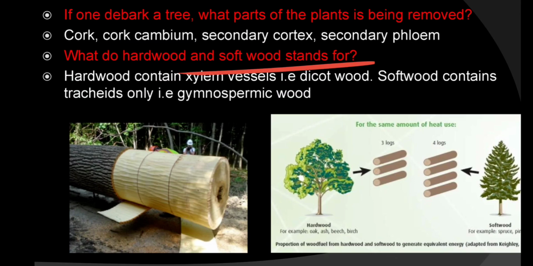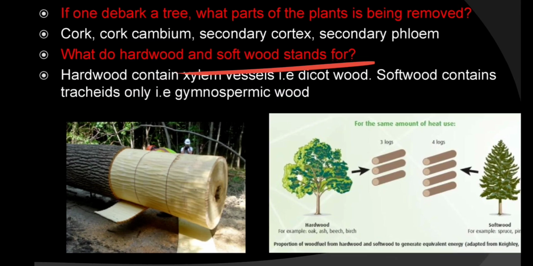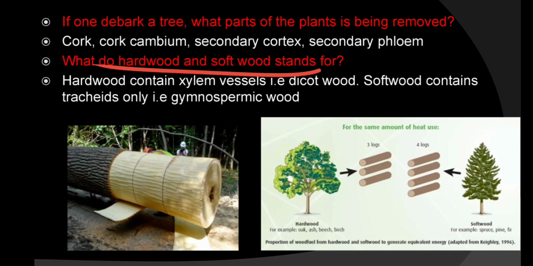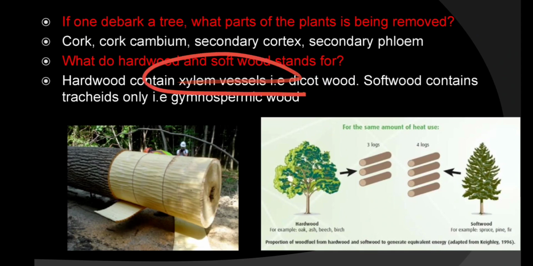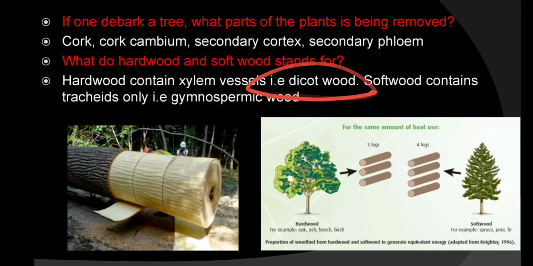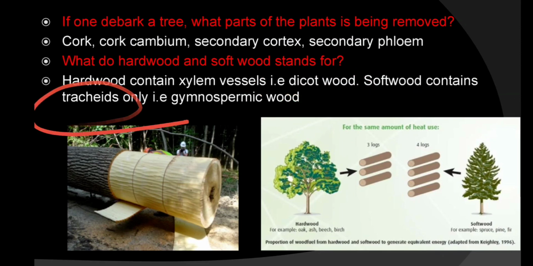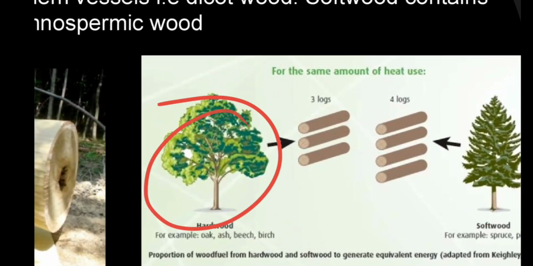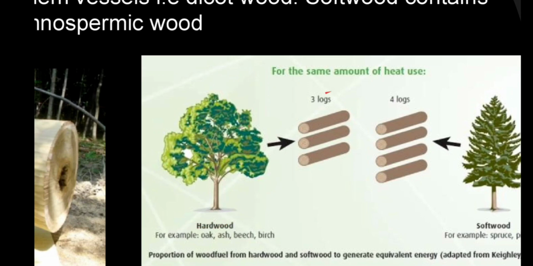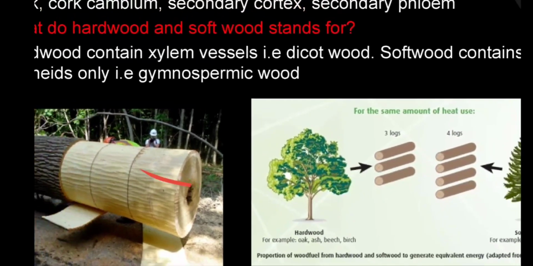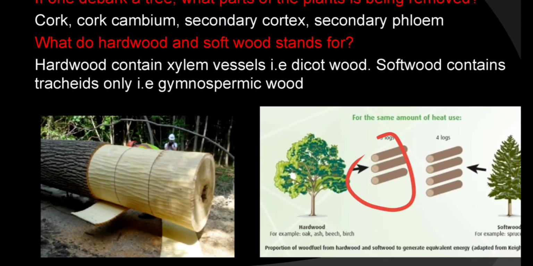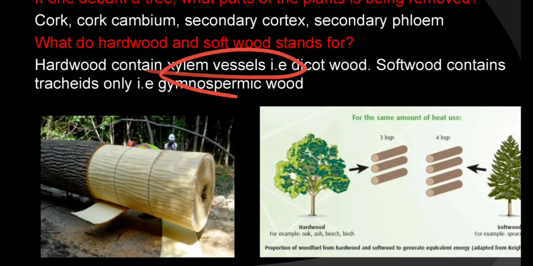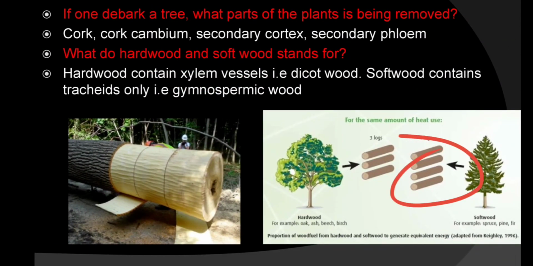Now next question is, what do hardwood and softwood stand for? This we already discussed in one of my lessons. Hardwood contains xylem vessels and it is the dicot wood, whereas softwood contains tracheids only and it is the gymnospermic wood. So this is the gymnosperm plant and this is the angiosperm plant. These are the woods of gymnosperm and angiosperm plants. If you see the wood, this is the hardwood which is derived from the dicot wood and it contains xylem vessels, and softwood contains the tracheids only, right? So tracheids are present in the gymnospermic wood.